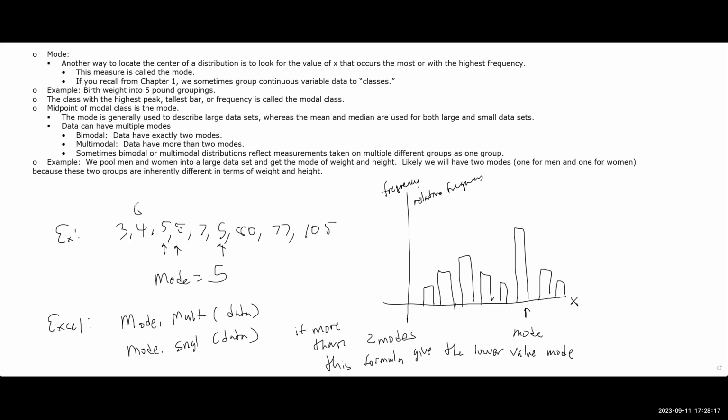So for example, if you had 1, 2, 3 4-year-olds and 1, 2, 3 5-year-olds, so we had a mode of 5 and 4, mode.mult, and you put data in, will give you both 5 and 4. Mode.sngl and you put data in, you would only get the 4. So really, there's no real use to use mode.sngl. Always use the mode.mult.